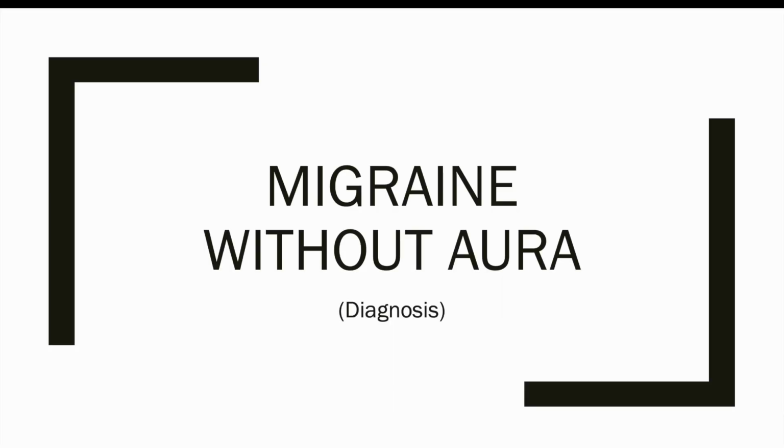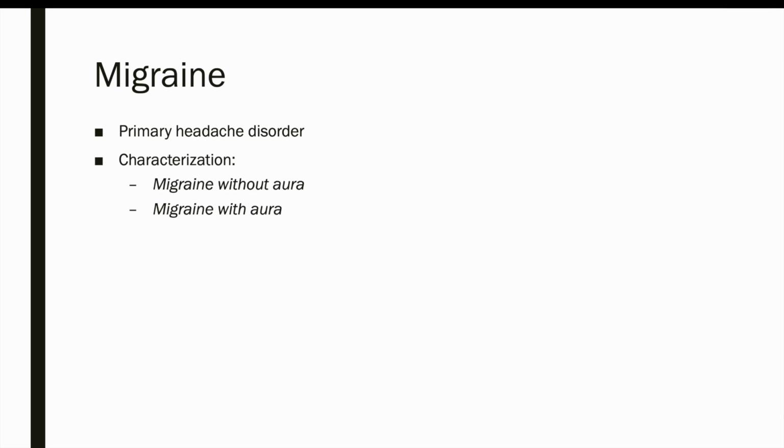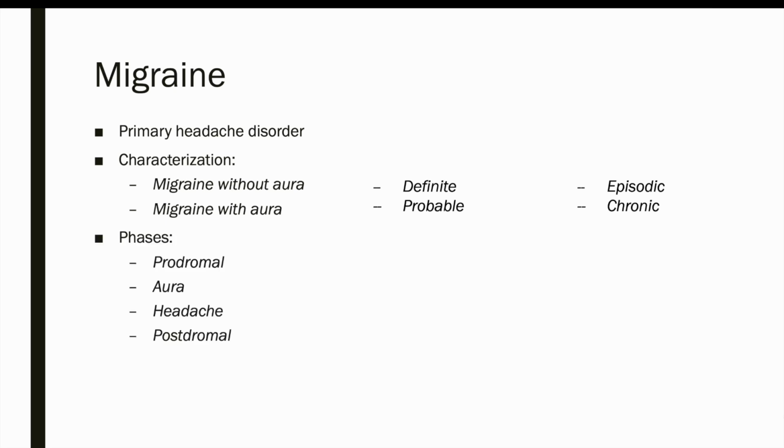In this video, we'll be talking about how to diagnose migraine without aura. Migraine is a primary headache disorder. It's characterized by whether the migraine is associated with an aura, whether it's a definite or probable diagnosis of migraine, or whether the migraine is episodic or chronic. Typically, migraines involve 4 phases, of which not each phase has to be present during a headache attack.